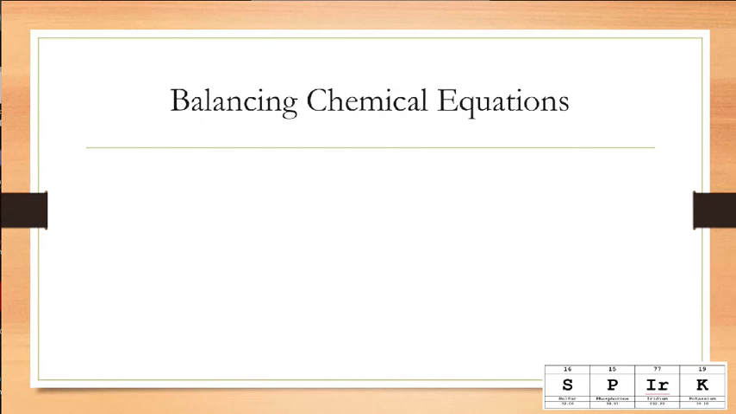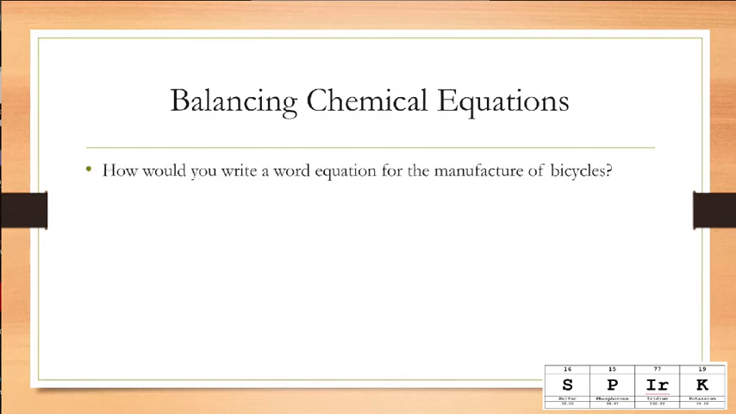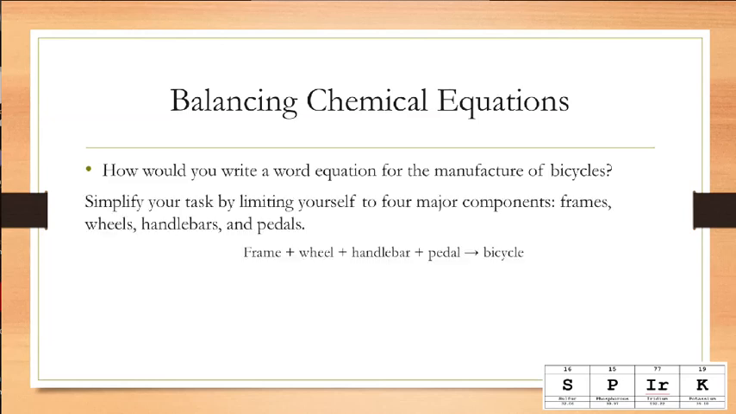So now we want to talk about balancing chemical equations. How would you write a word equation for the manufacture of bicycles? If we think about bicycles, we want to simplify that task down, limiting ourselves to the four major components. So we have frames, wheels, handlebars, and pedals. And if we think about a bike, we have those four things combining, which yield a bicycle, right? But the problem is that this equation doesn't tell us how many of each piece we need.